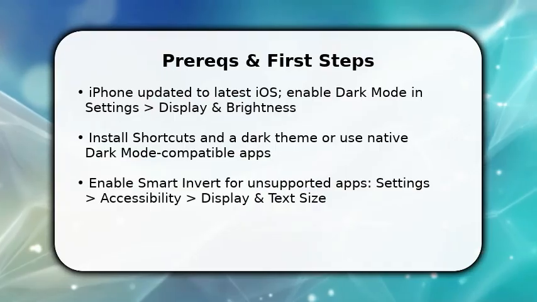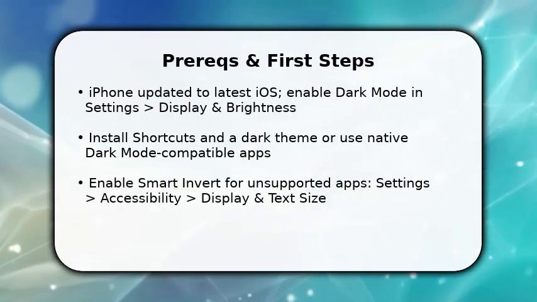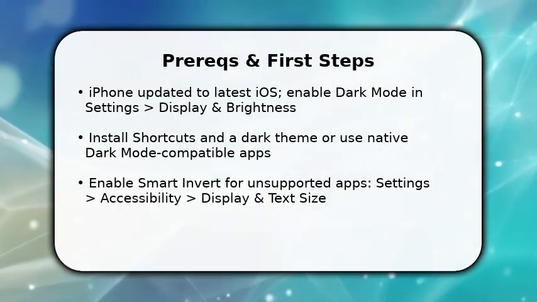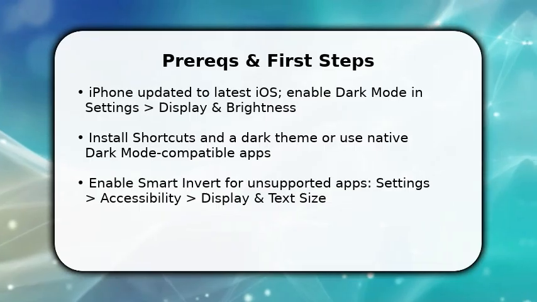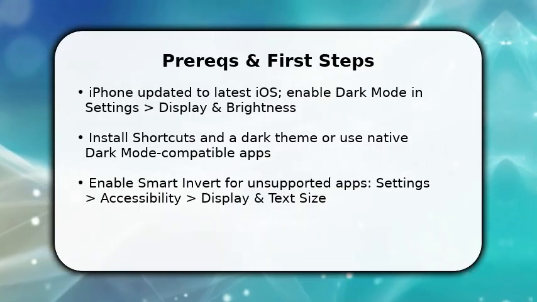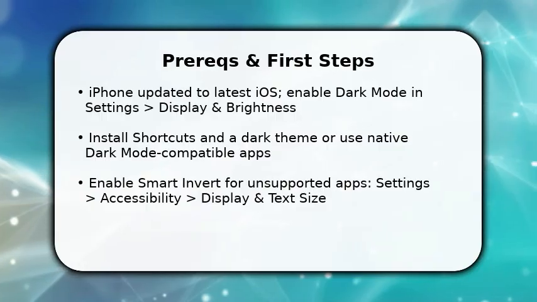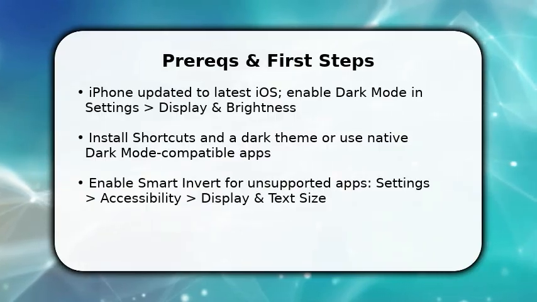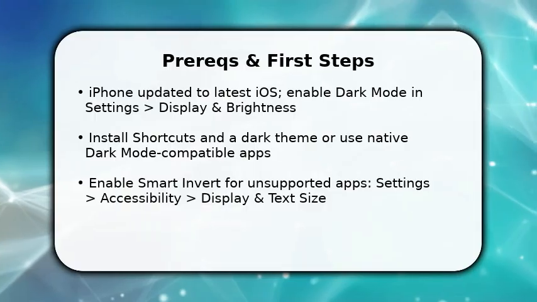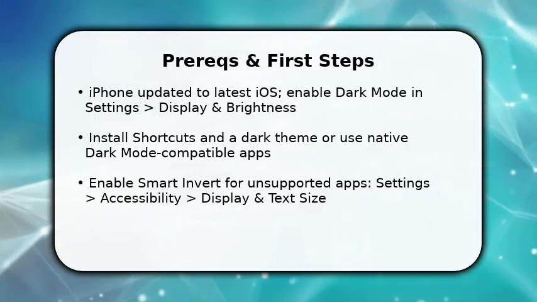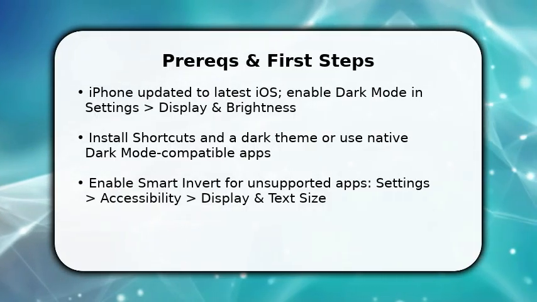You start by confirming prerequisites: updated iOS, Shortcuts installed, and accessibility access. First, turn on System Dark Mode so supported apps follow the system palette. Once done, enable Smart Invert for apps that don't natively support dark themes. This preserves images while flipping UI colors.